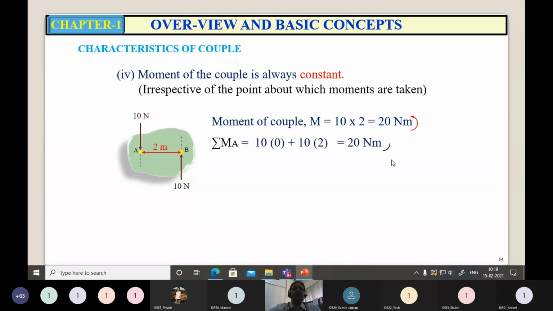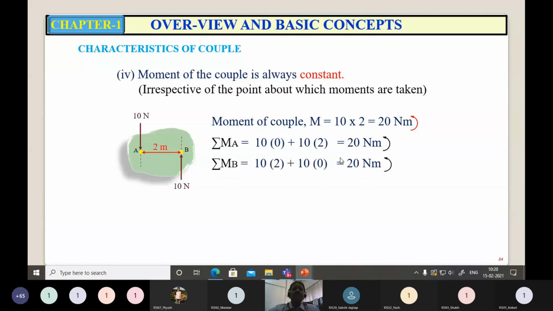Now I will consider the moment of these two forces about point A. In the previous slide we have seen this. We are taking moments about point A. So the moment of this 10 Newton which is acting at A will be 0 because the perpendicular distance is 0. Then the moment of this 10 Newton which is acting at B about point A is 10 into 2 and the sense is anti-clockwise. So again we have 20 Newton meter anti-clockwise.